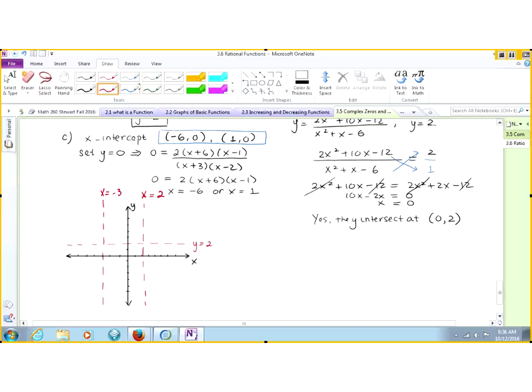Now, I'm going to graph all the points that I know. So it's negative 6, 0, so 3, 4, 5, 6. So this is negative 6, 0. And then 1, 0. This is 1, 0. What else? 0, 2? Yeah. 0, 2. All right.